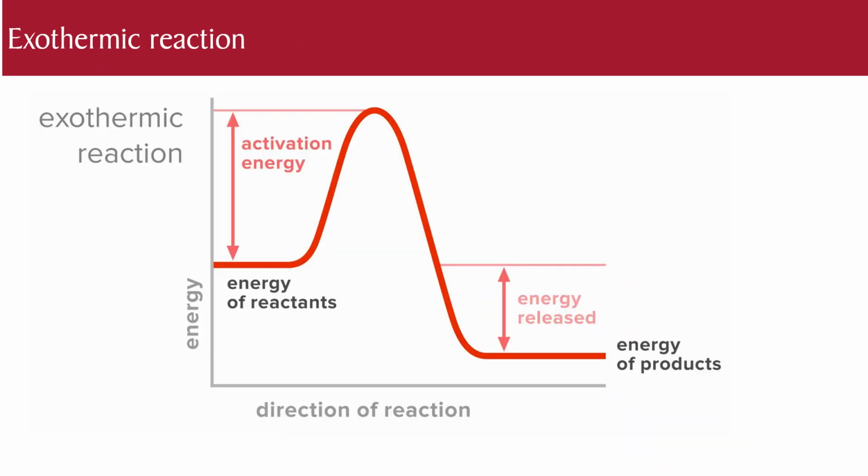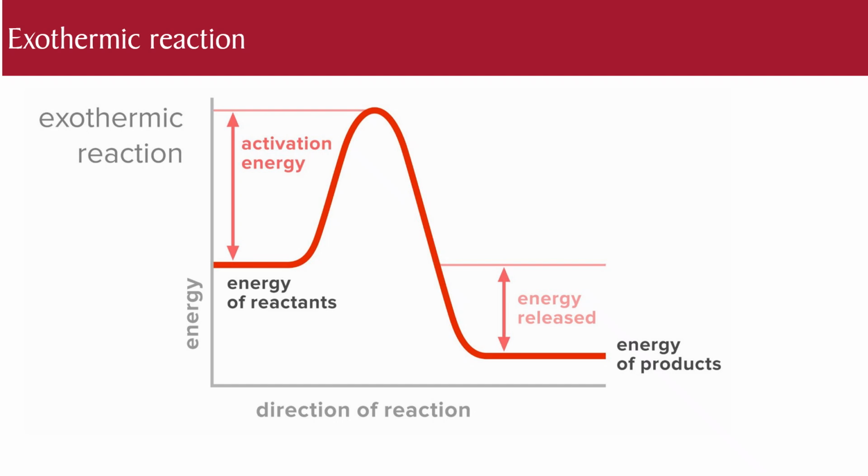You're also going to need to draw a diagram, and I want an exothermic reaction. You've got to draw this shape. So your axes, energy, direction of reaction. Then you've got a red line on there, you don't have to do it in red. It starts off as energy of the reactant, so that's the amount of energy at the start. Then there's a hump, and you need to put an arrow on for the activation energy for that hump.